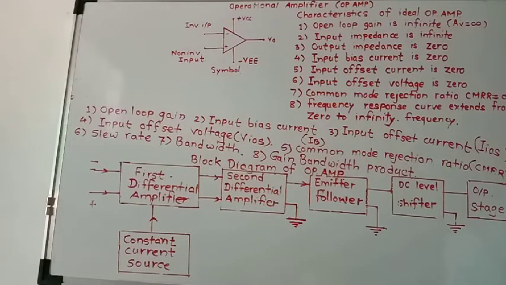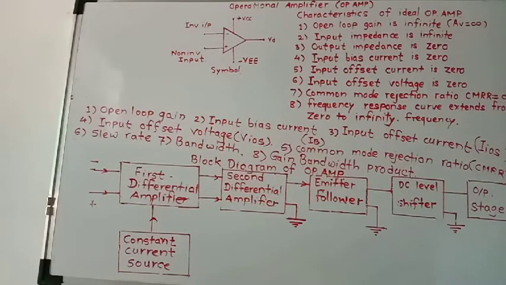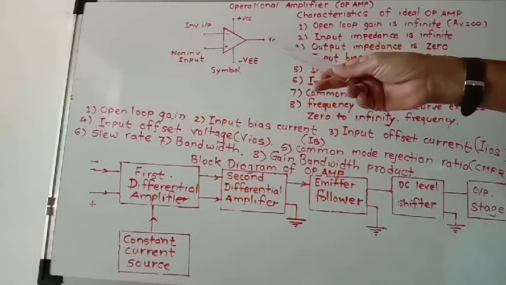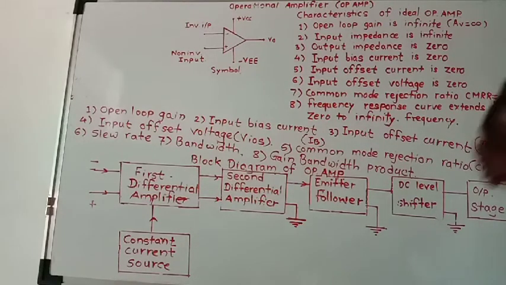Slew rate is the maximum rate of change of output voltage, and it is measured in volts per microsecond. That is, SR is equal to dVo divided by dt maximum, and its unit is volts per microsecond.